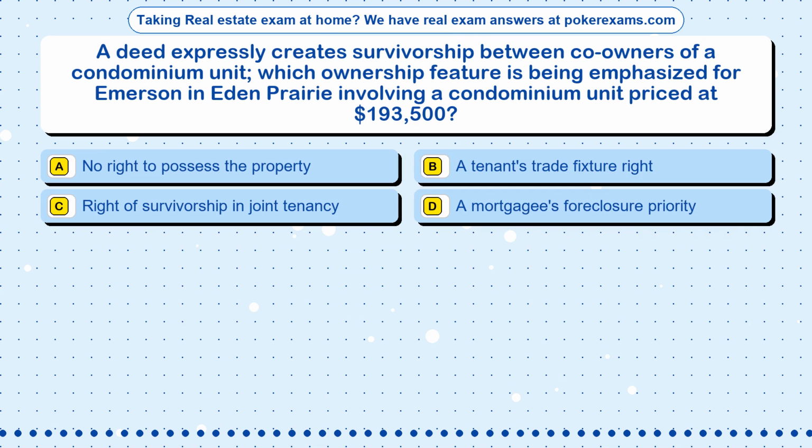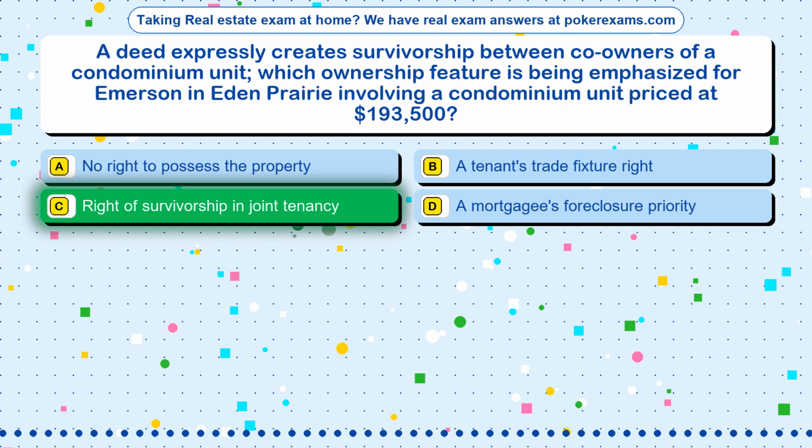Question 7. A deed expressly creates survivorship between co-owners of a condominium unit. Which ownership feature is being emphasized for Emerson in Eden Prairie involving a condominium unit priced at $193,500? Option A. No right to possess the property. Option B. A tenant's trade fixture right. Option C. Right of survivorship in joint tenancy. Option D. A mortgagee's foreclosure priority.